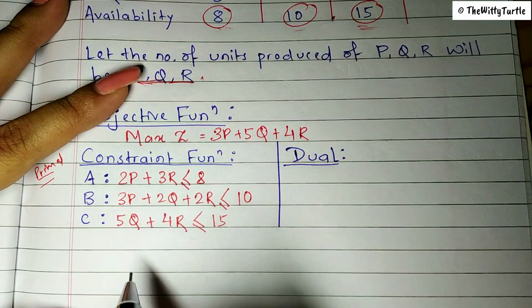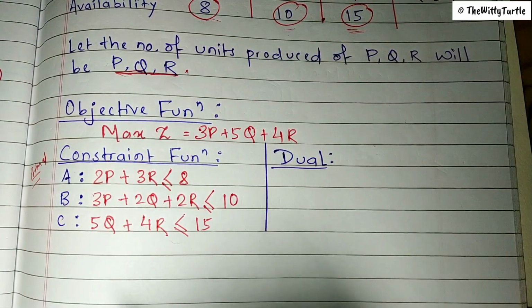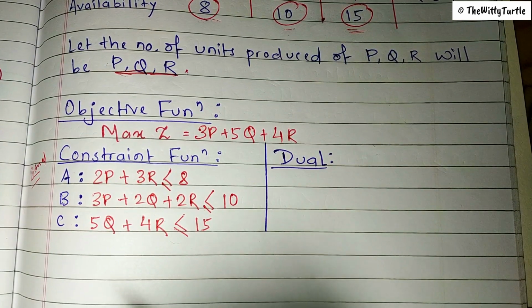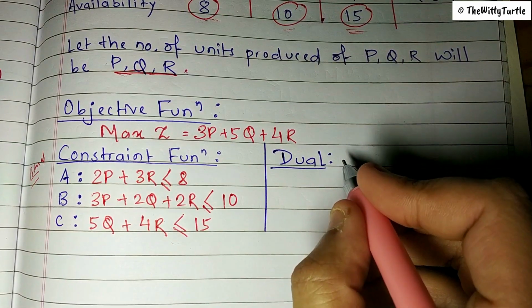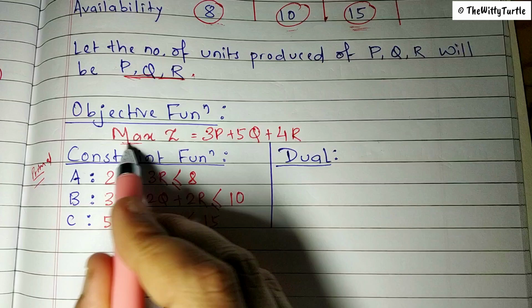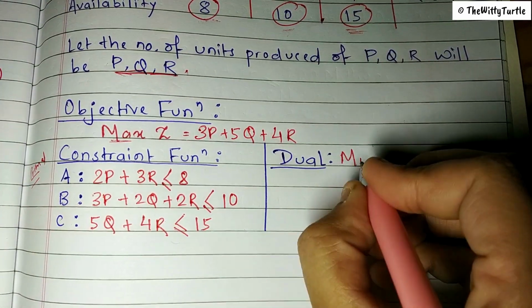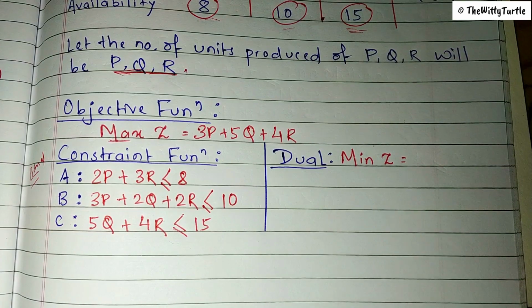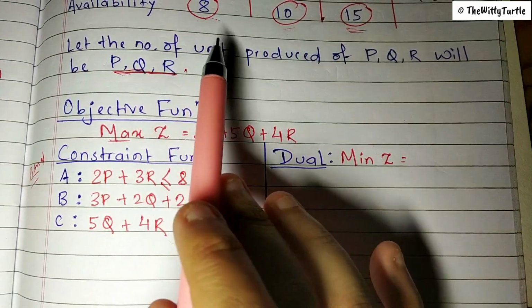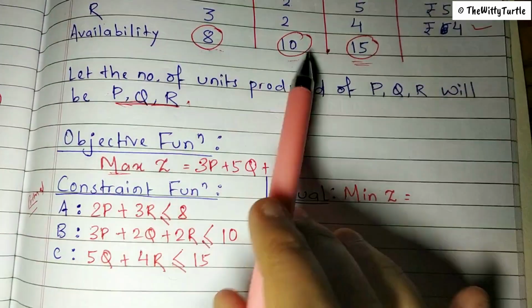Now, the non-negativity constraints you can write on your own. And the second point says that you have to convert that into the dual, right? So in case of the dual, what will be the objective function? That will be the opposite of this, which is minimize Z. And in this case, what will be your objective? Your objective will be to reduce the usage of raw materials.